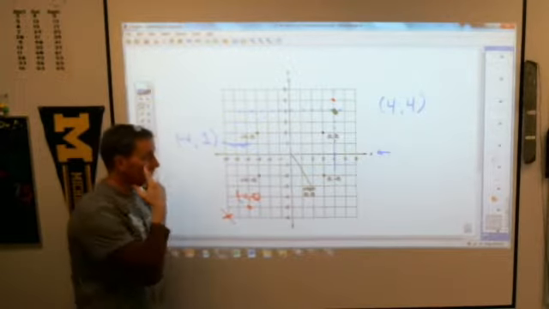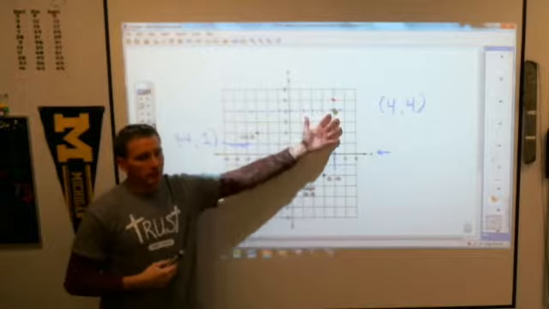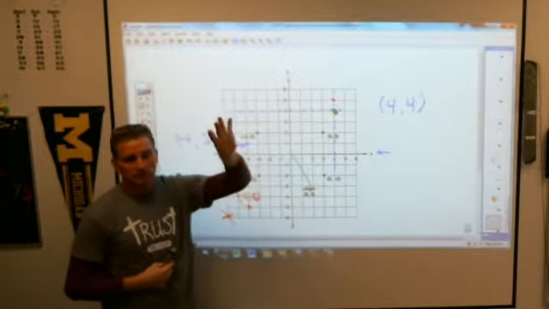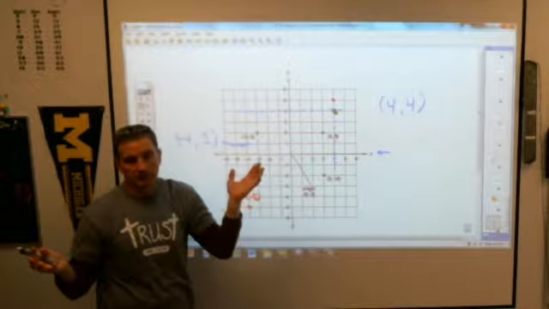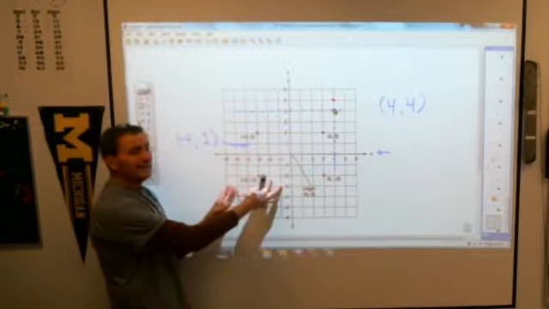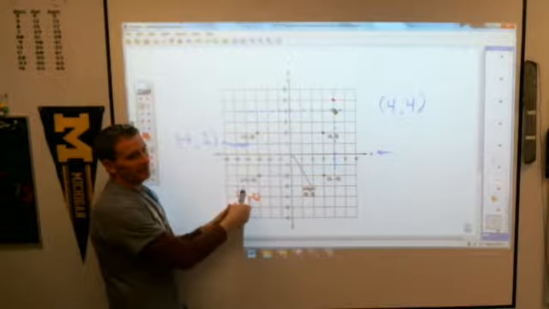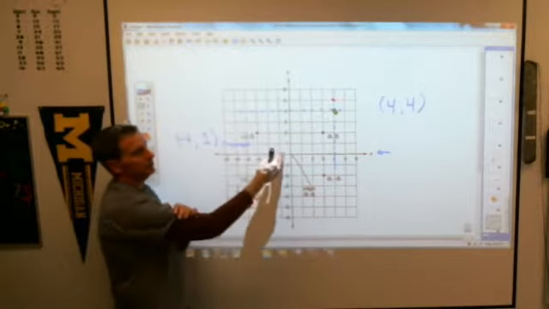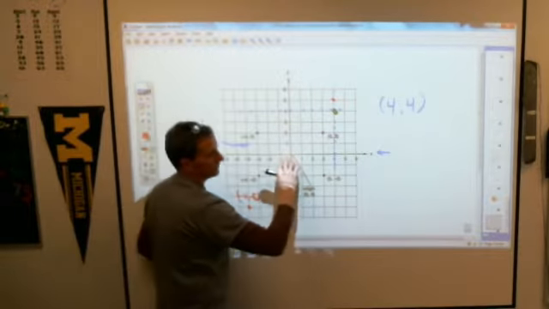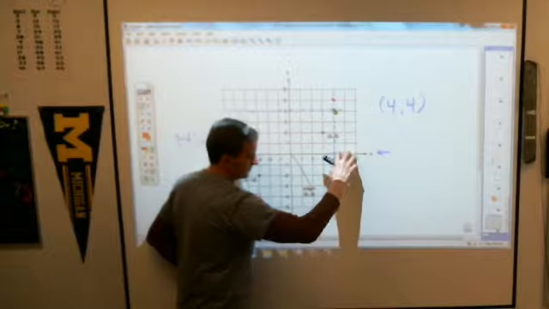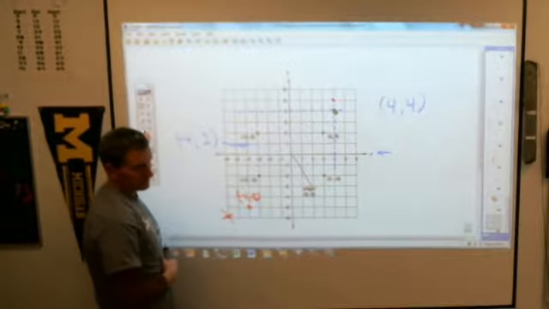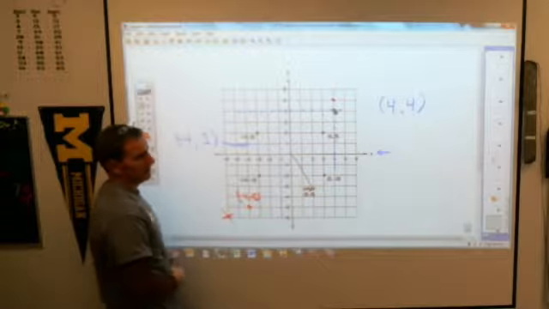It's important to note: if you have an ordered pair in quadrant number 1, both numbers will be positive. If you have an ordered pair in quadrant number 3, both numbers have to be negative. If it's in quadrant 2, x is going to be negative, but y is going to be positive. And if it's in quadrant number 4, x is going to be positive, but y is going to be negative. How about that for some interesting stuff?